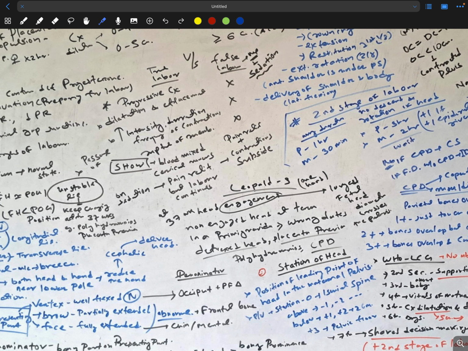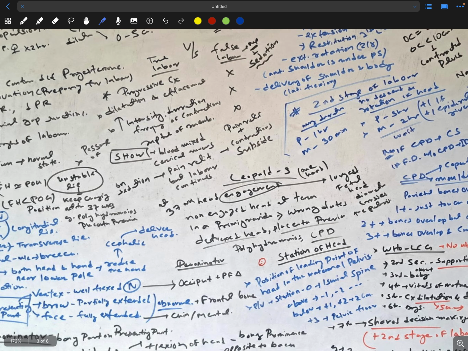With the Leopold second grip, we know which side the spine is present and which side the limbs are present. And Leopold 3 is called the first pelvic grip or Pawlik grip. We do that using one hand. Leopold 1 and 2 we do using two hands, but Leopold 3 we do using one hand.